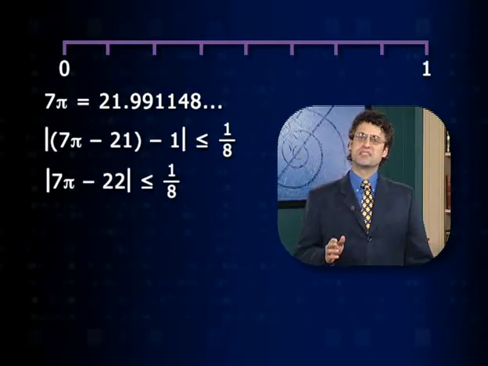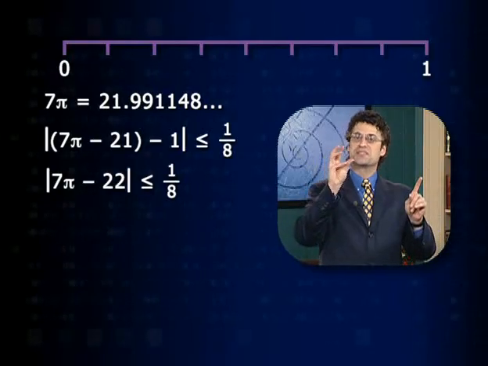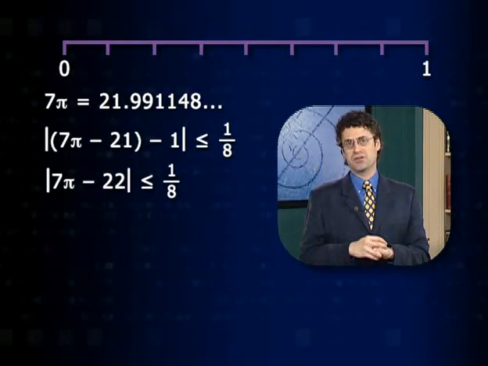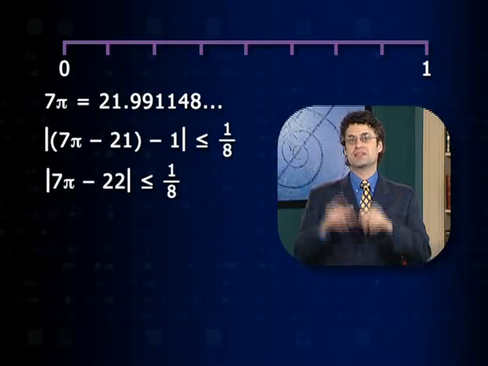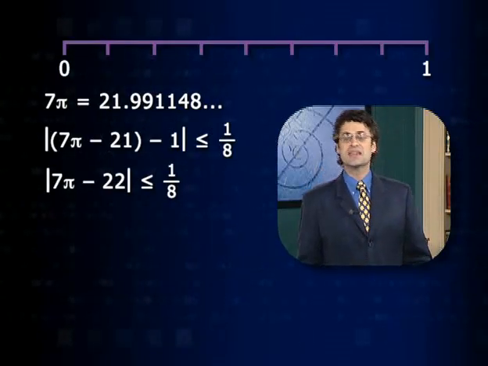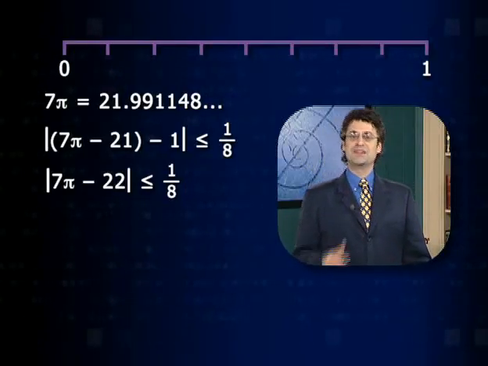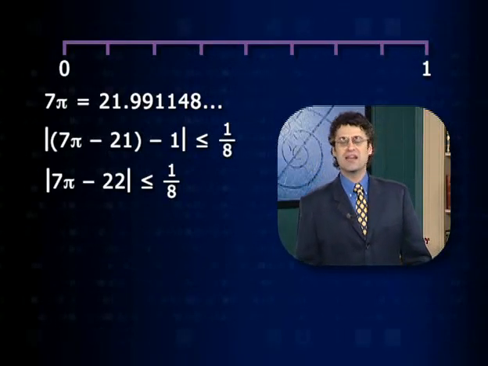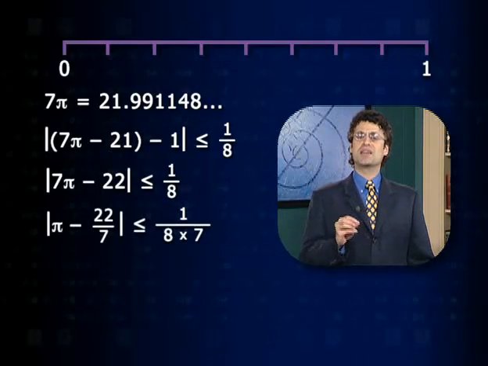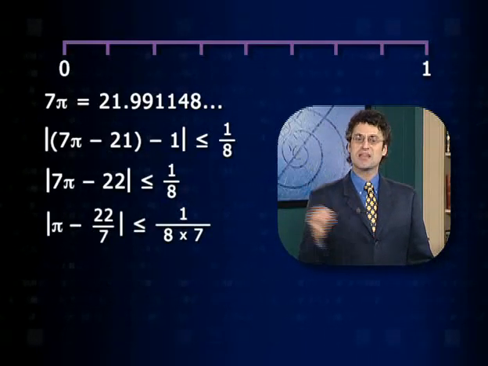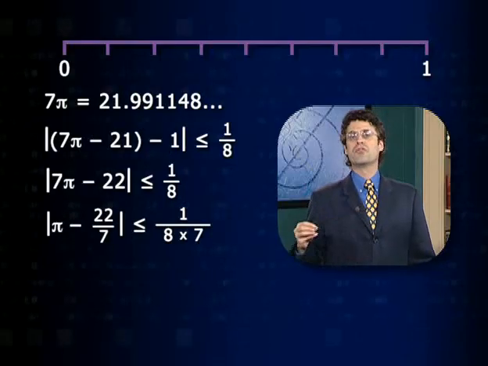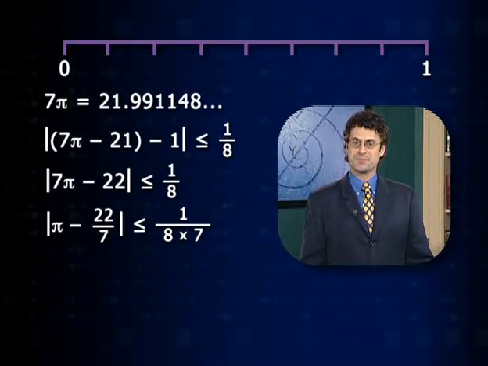So in other words, we see that the absolute value of 7 pi minus 22, or the distance between 7 pi and the number 22, is less than or equal to 1/8. If we divide both sides by 7, we find that pi minus 22/7 is going to be less than or equal to 1/8 times 7.